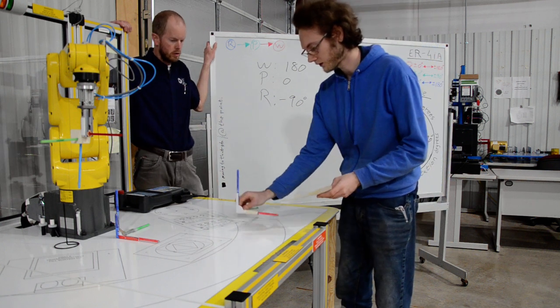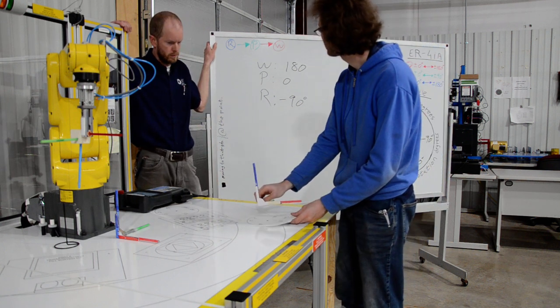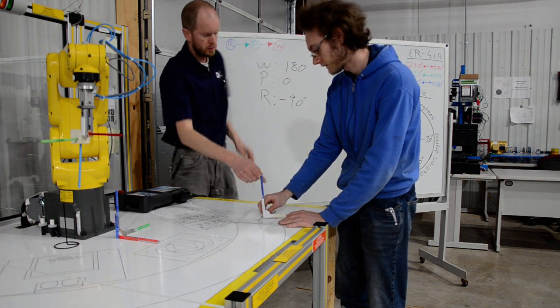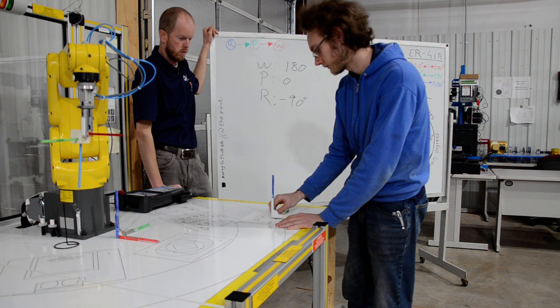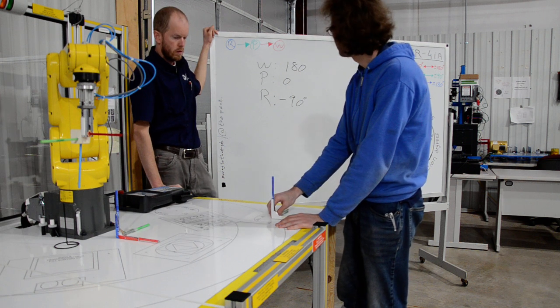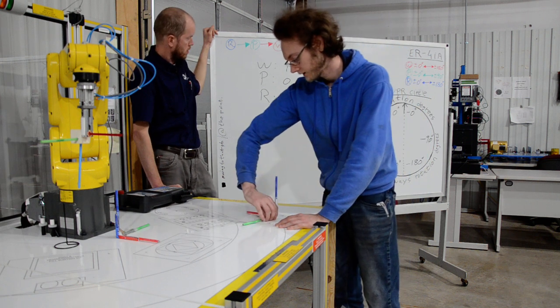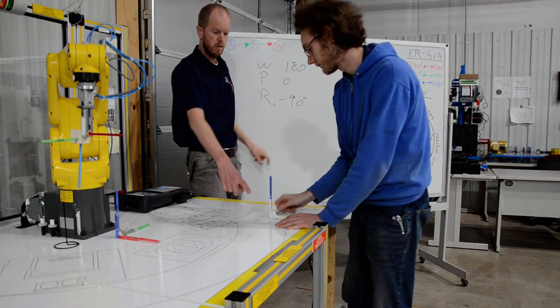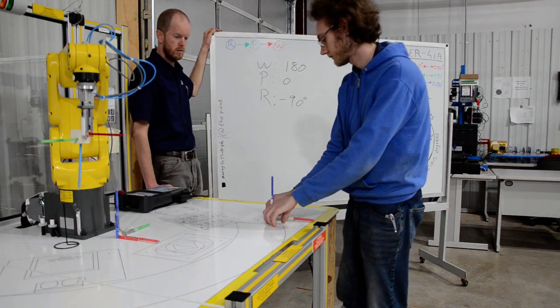Which one are you going to do first? You've got to start with the R, because that's always where you go. You always start at 0. So there is going to be an R rotation of 180. Because it's 180, it doesn't really matter.